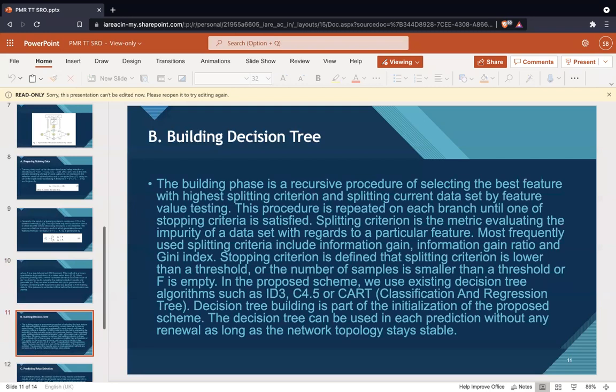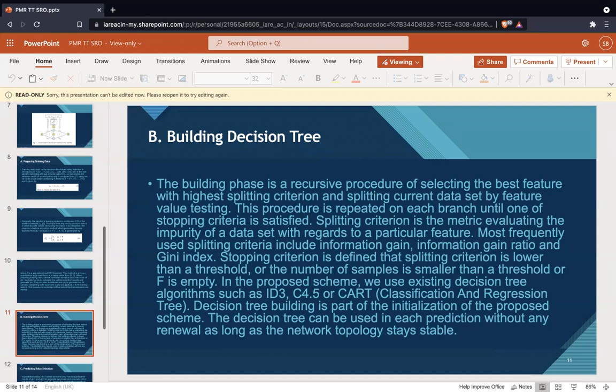Building the decision tree. The building phase is a recursive procedure of selecting the best feature with the highest splitting criterion and splitting the current data set by feature value testing. The procedure is repeated on each branch until one of the stopping criteria is satisfied. The splitting criterion is the metric evaluating the impurity of a data set with regard to a particular feature. Most frequently used splitting criteria include information gain, gain ratio, and Gini index.